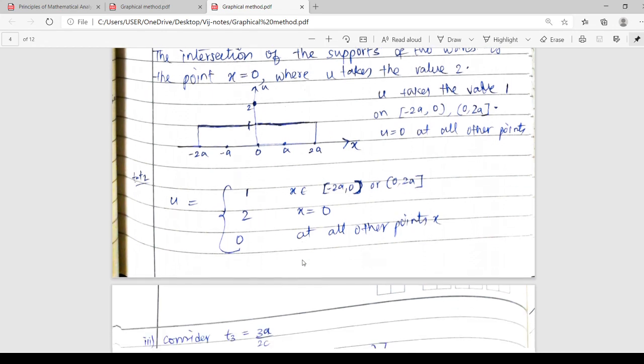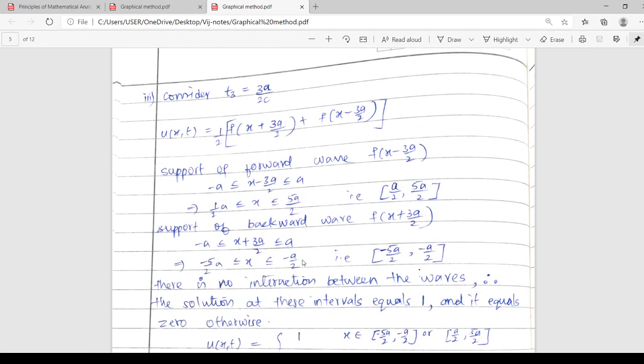Okay. Now in the same way we will do for t3, the third time level, that is t3 equal to 3a by 2c. So again we will substitute here, so we will get u of x,t equal to half of f of x plus 3a by 2 plus f of x minus 3a by 2.